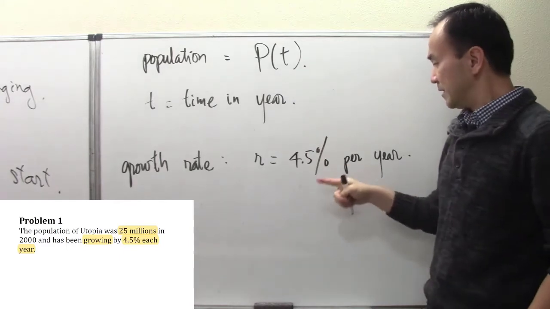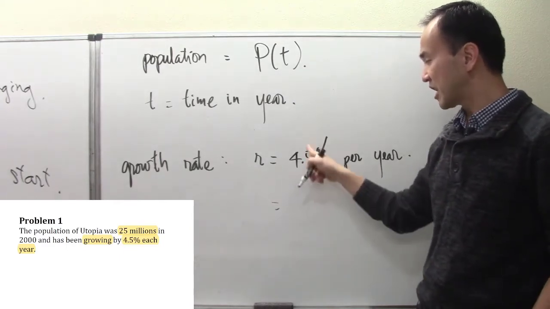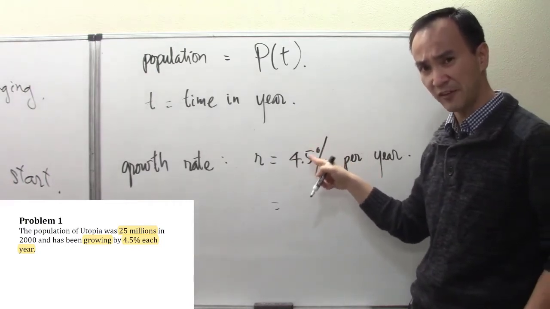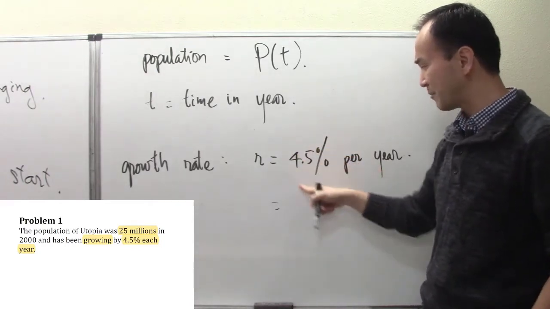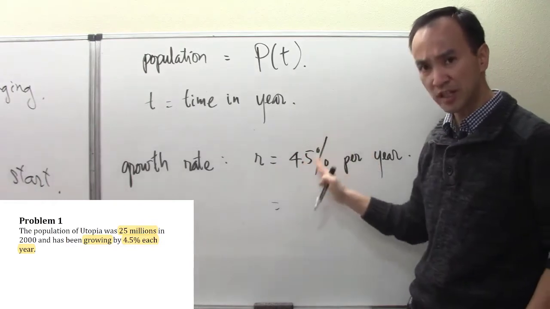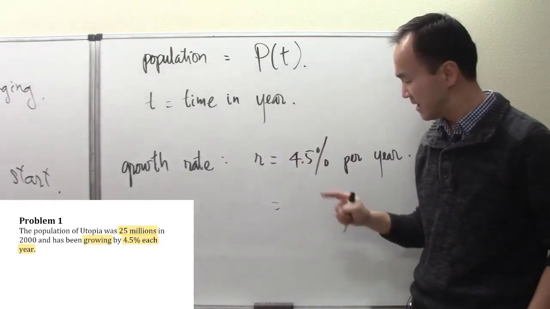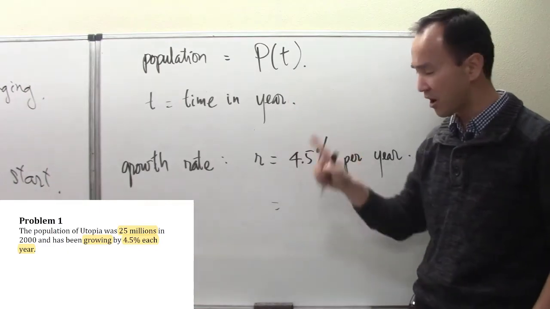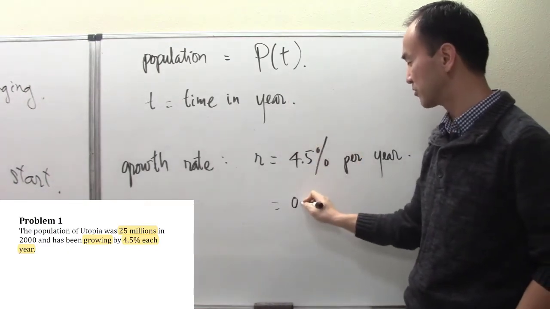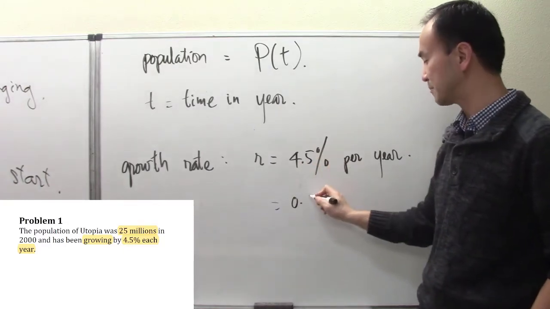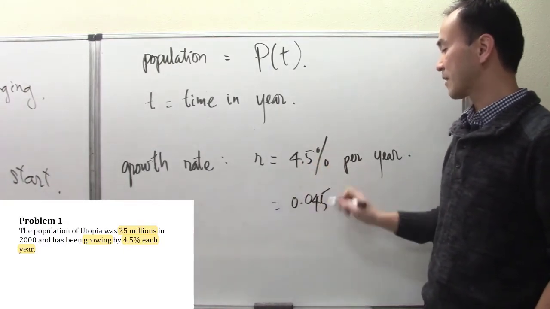But to be more precise, this 4.5%, this percent symbol, it really means 4.5 over 100. When we actually use this information in a problem, we have to express this in decimal. So 4.5%, think of that as 4.5 divided by 100. It's 0.045.